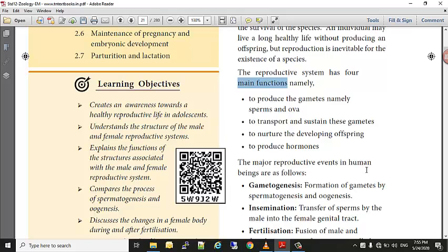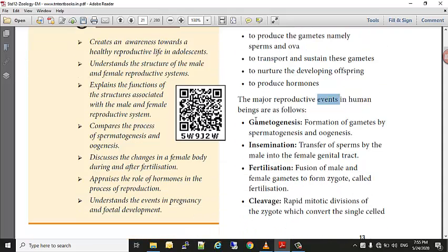The major reproductive events in human beings are as follows. So what are the events? They are stages, one after another, and the process is continued by many events. Sequentially, we will see what events take place in human reproduction. Let us see the highlighted points, the bold words, and the definitions they have given. We will study the first one, gametogenesis. Gametogenesis, you know already, is the formation of gametes by spermatogenesis and oogenesis.